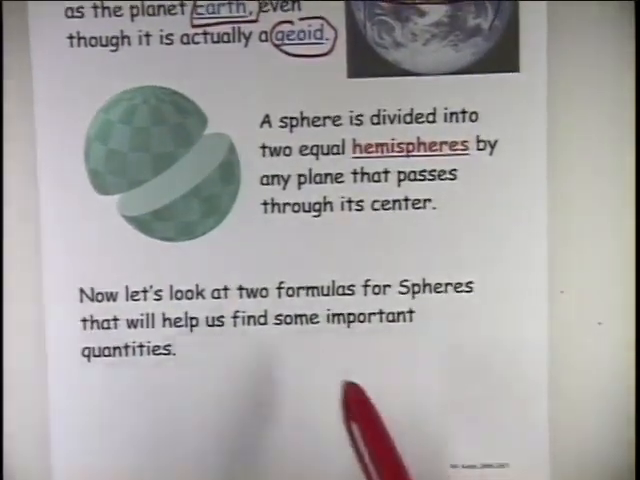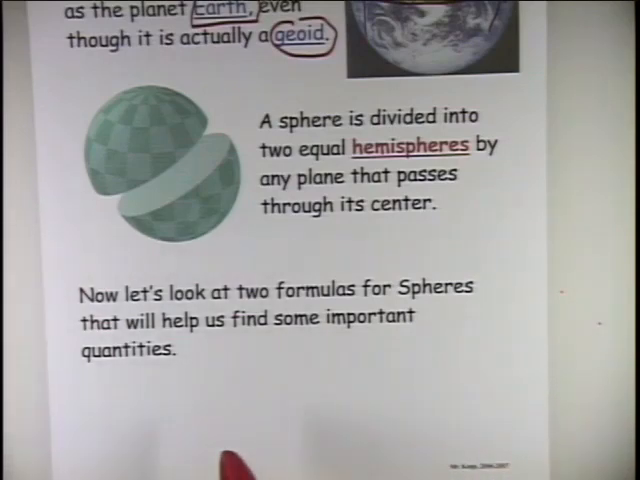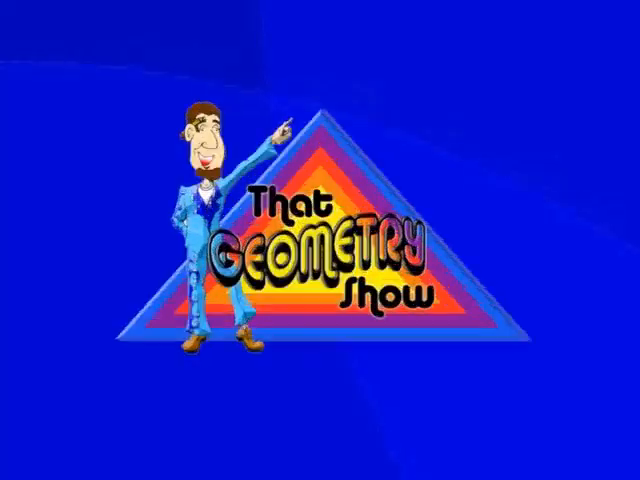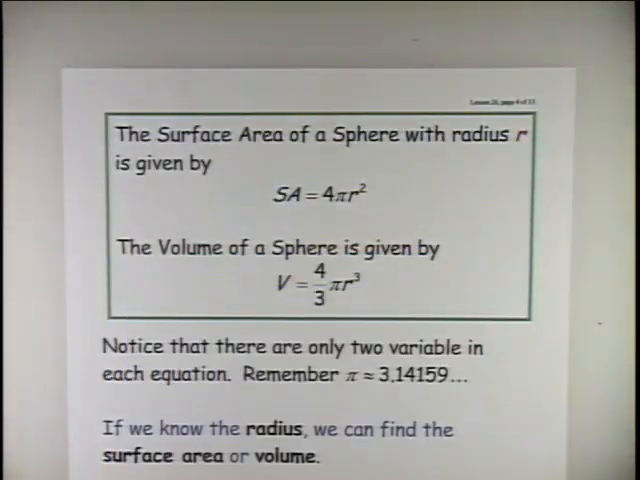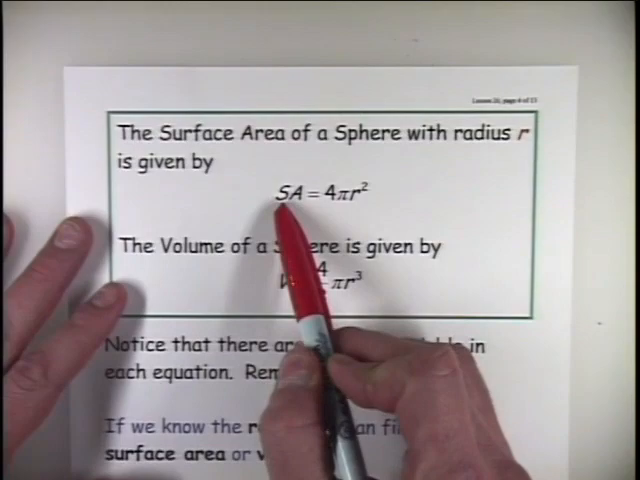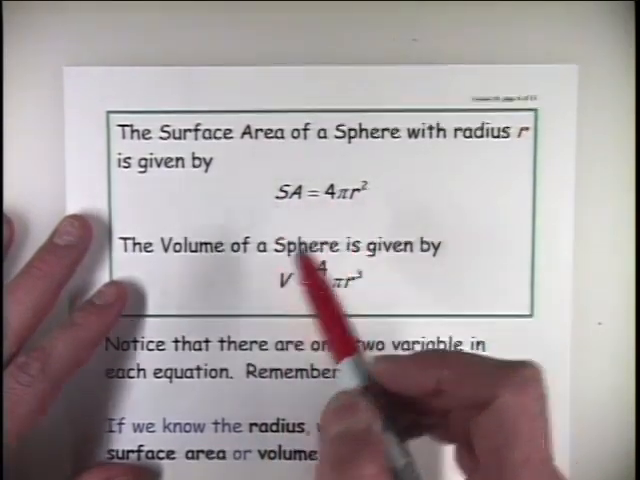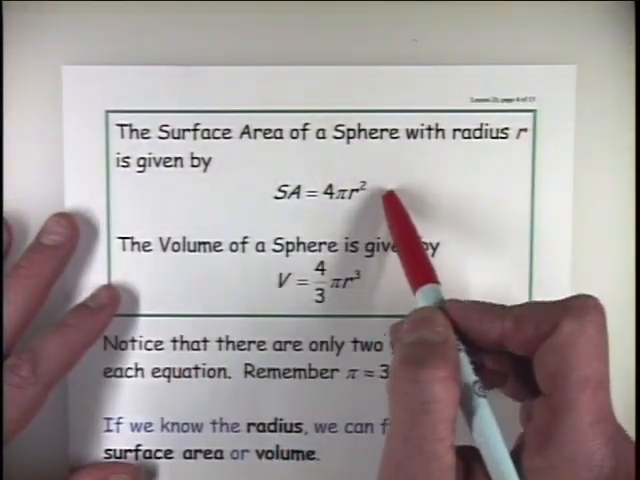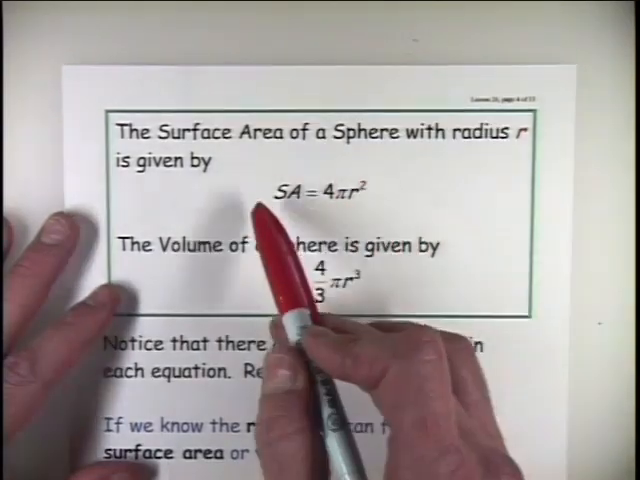We're going to be working with two formulas today involving spheres that will help us define some really important quantities. Okay, and guess what they are? They're surface area and volume. We're going to look at them together. The surface area of a sphere with a radius r is given by, surface area is 4 times pi times r squared. 4 pi r squared, surface area.